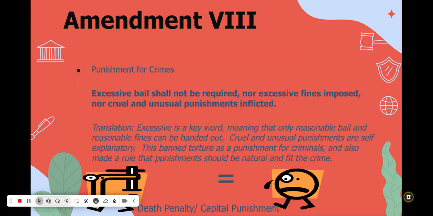Amendment 8 is penalty for crimes. Essentially, make sure that a penalty is reasonable for a crime you have. So it bans torture, all that kind of stuff, and makes sure that the punishment fits the crime. It can't be anything that's too crazy. Death penalty obviously is a big debate here. Also, like how much bail is, right? If you get accused of a crime and arrested, what your bail is going to be. Those are kind of big questions here.